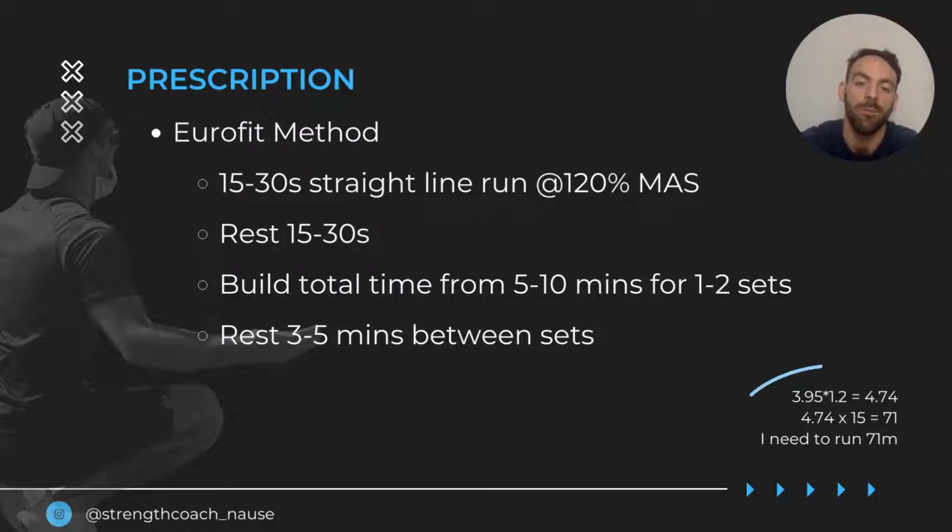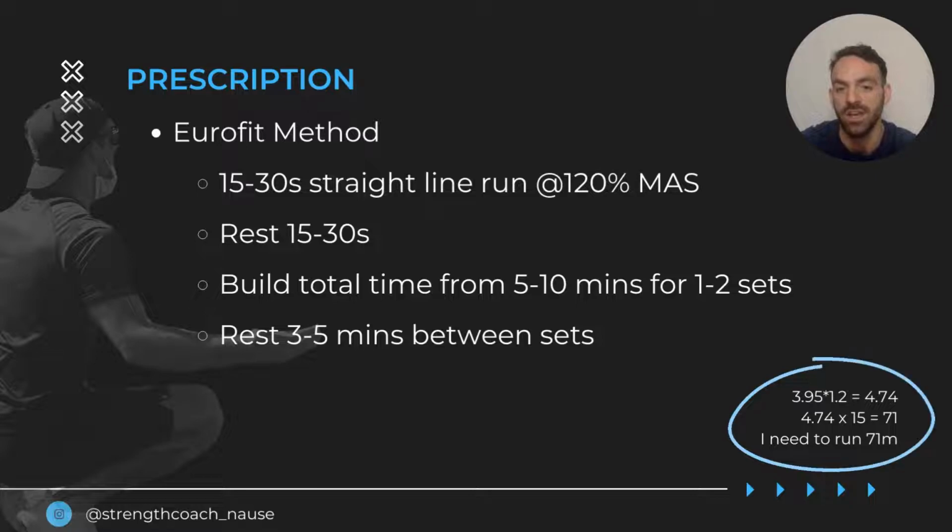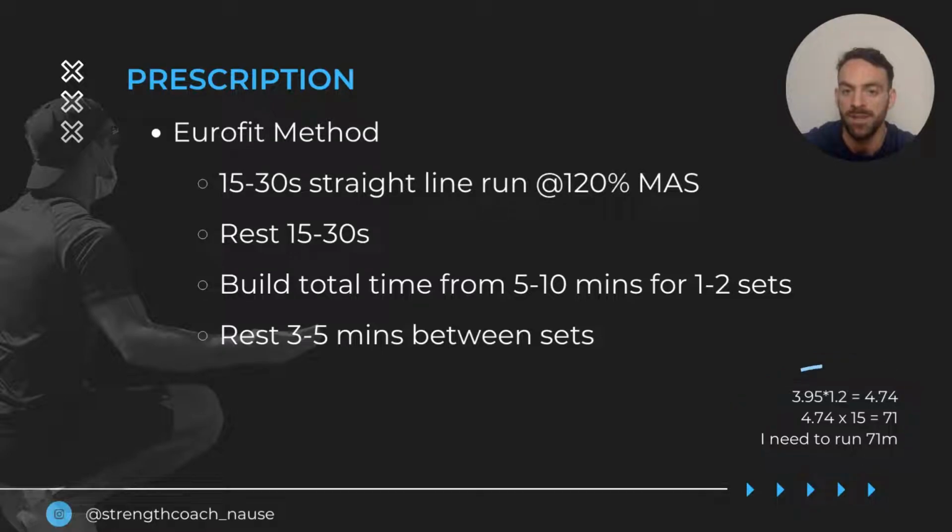Now you can build this up from anywhere from 5 to 10 minutes and repeat 1 to 2 sets. So week 1, you could start with 5 minutes of 15-15, build up to 10 minutes, and then slowly start to add in another set, or increase to 30 seconds of work, 30 seconds of rest, again working at 120% of your max aerobic speed. So the calculation would simply be 3.95, because that's my aerobic speed, times 1.2. That's going to give me my 120%. And then I multiply that by 15 because I want to travel that many meters in 15 seconds.